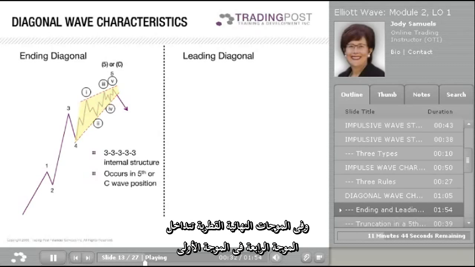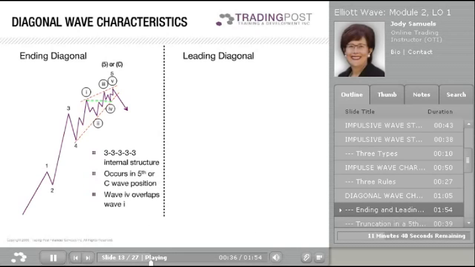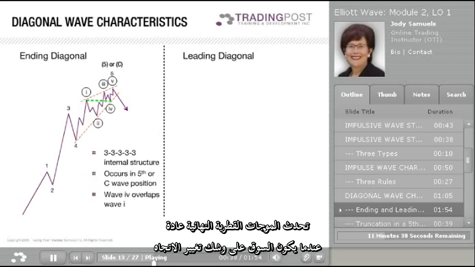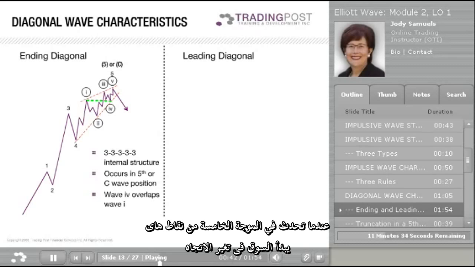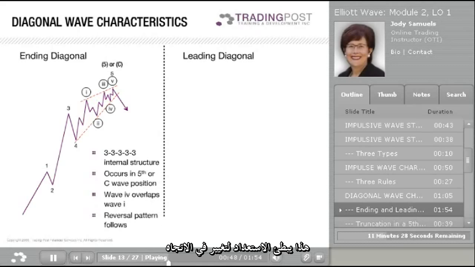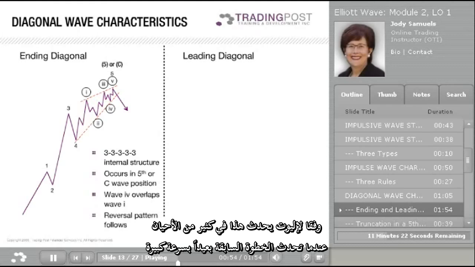In ending diagonals, wave 4 overlaps wave 1. Ending diagonals typically occur when the market is about to change direction. When it occurs in the wave 5 position, in higher degrees, a major reversal is about to take place. It slows down in anticipation of a change in direction. According to Elliott, it often occurs when the preceding move has gone too far too fast.